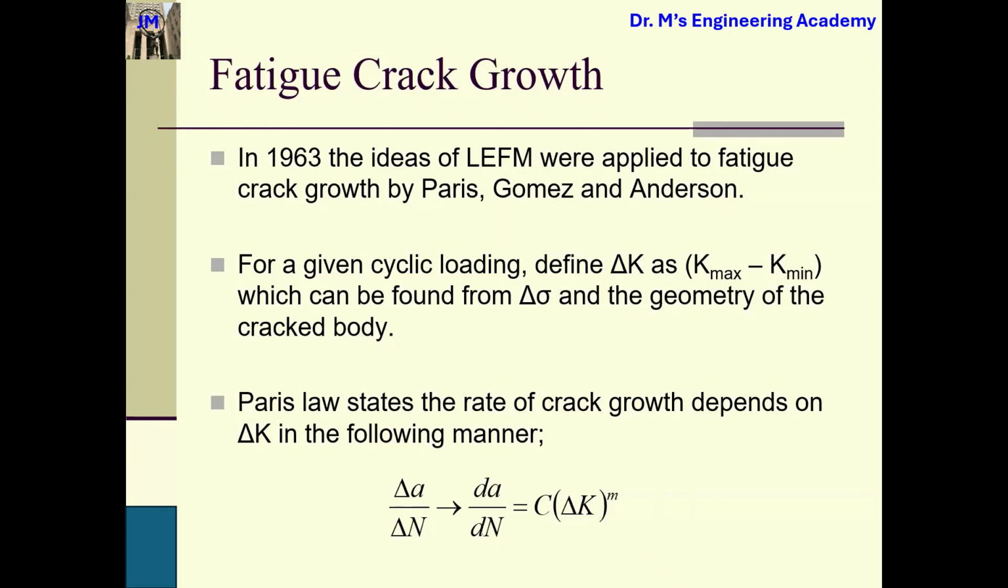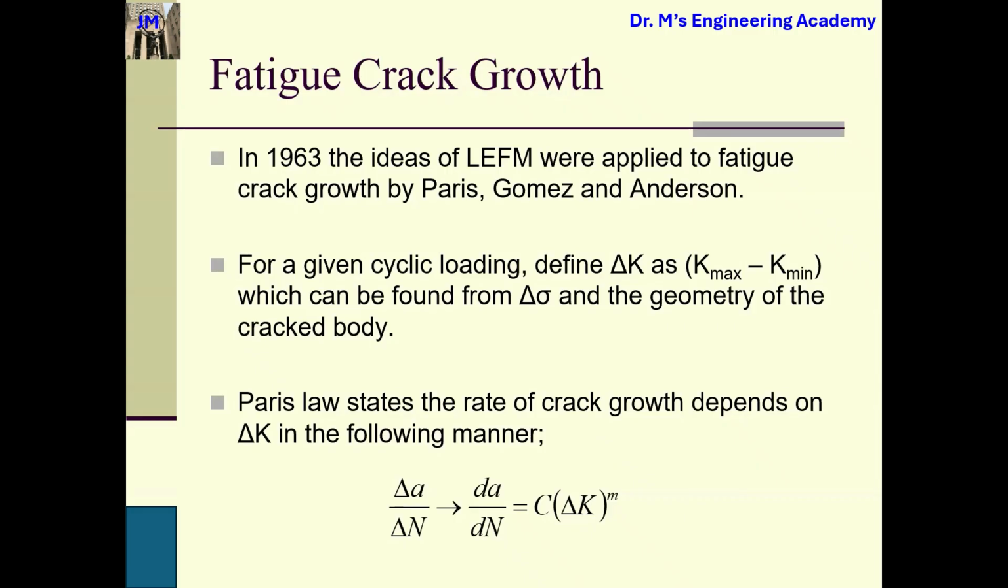So for given cyclic loading, we define delta K. What is delta K? Delta K is the range of the stress intensity factor. Because your stress level is alternating, the K is alternating also, because K is dependent upon the stress level sigma. If the sigma has a range, then the K will have another range. You understand that? Because K is determined by the stress, which can be found from delta sigma, the stress range, and the geometry of the cracked body. So we can find delta K is playing a very important role.